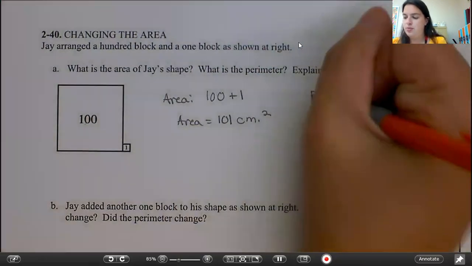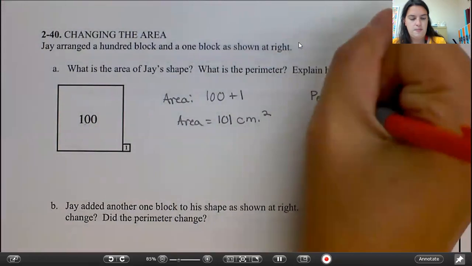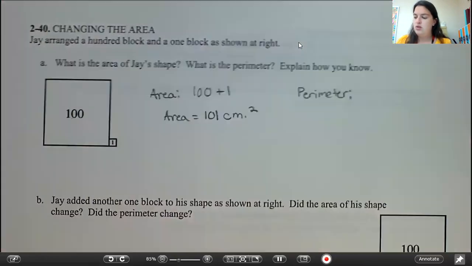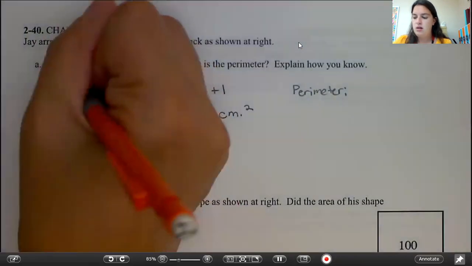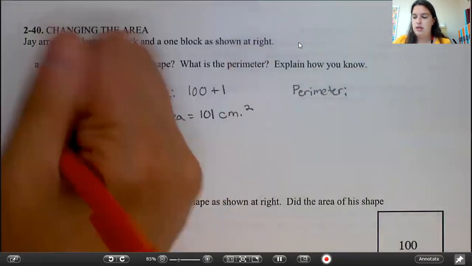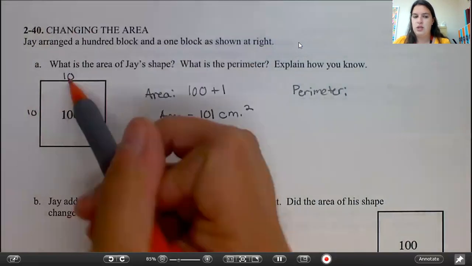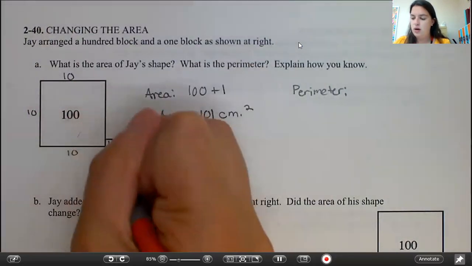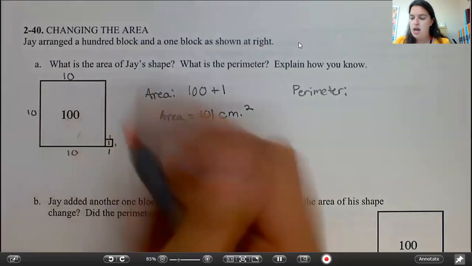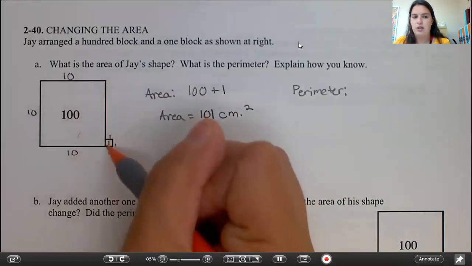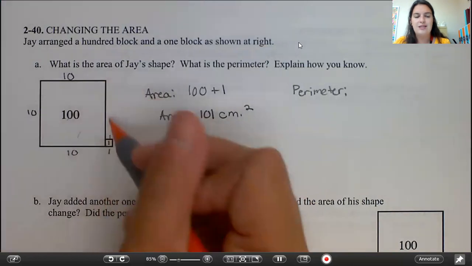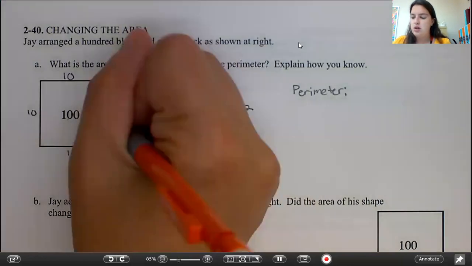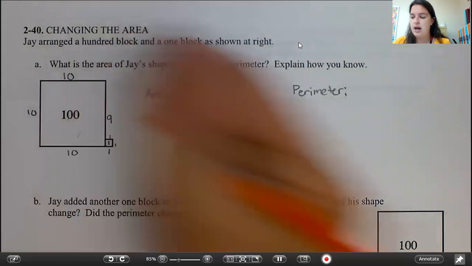If I wanted to do the perimeter, that's the outside. So we know this is 10, this is 10, because 10 times 10 would give you 100 on the inside. 10, 1, 1, 1. And if this overlaps over here, we know this whole side is 10, but we have to subtract that 1 where it overlaps. So 10 minus 1 is 9.